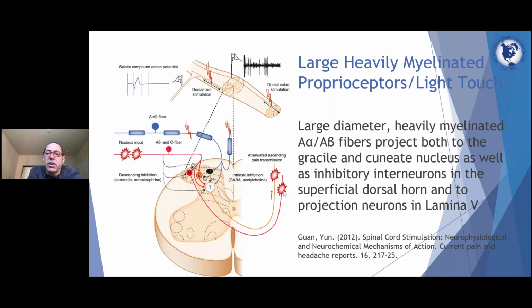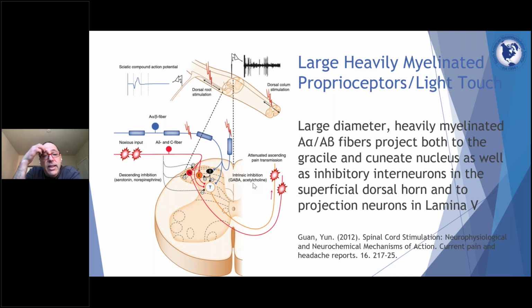There is an influence of the large heavily myelinated proprioceptors and light touch fibers. These are the fibers that travel in the dorsal columns and synapse eventually in the gracile and cuneate nucleus. The projection neurons are in the neck of the dorsal horn. The wide dynamic range neurons that they control are in the neck of the dorsal horn.